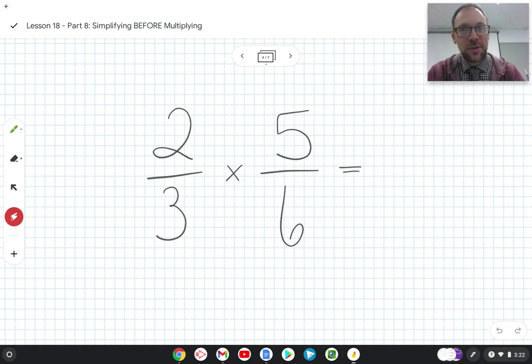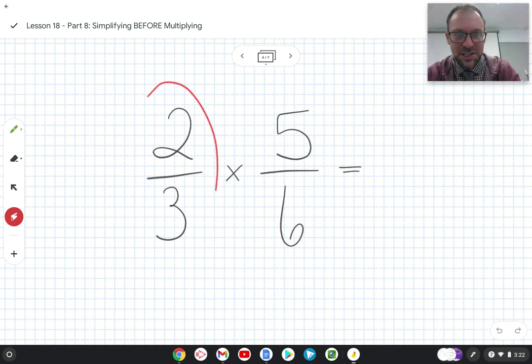Here's the thing. As long as you are simplifying one numerator, that's the top number, and one denominator, that's the bottom number, you don't have to get those numerators and denominators from the same fraction. They can be a part of different fractions. Isn't that wild? So let me show you what I mean.